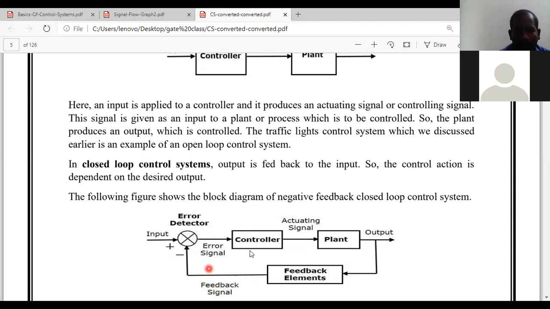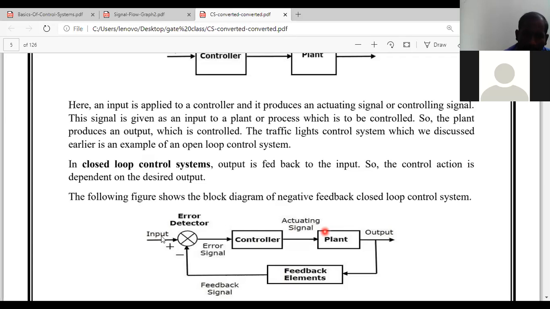Here is the typical diagrammatic representation of a closed loop control system. You can see the elements of the closed loop control system. The input element will be there. This block diagram is very important when you are solving GATE problems, whenever they talk about control system feedback. You should remember this diagram. It is very important for solving any type of control system problem.